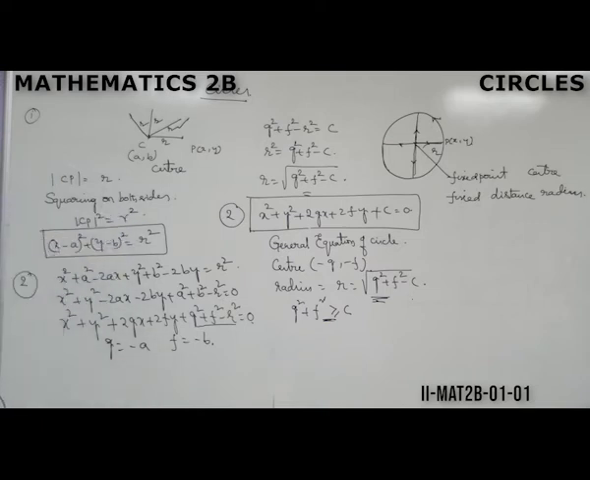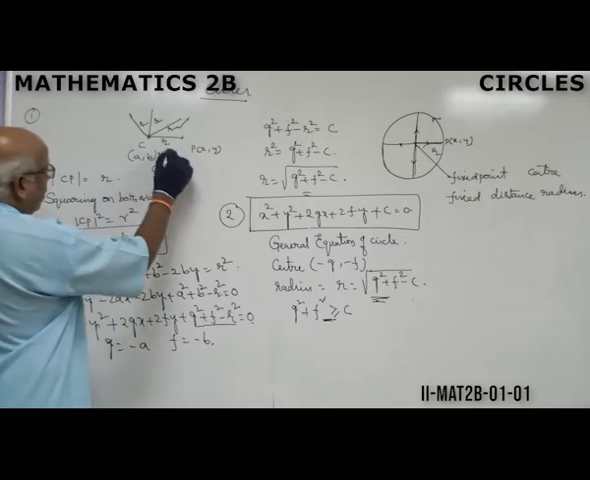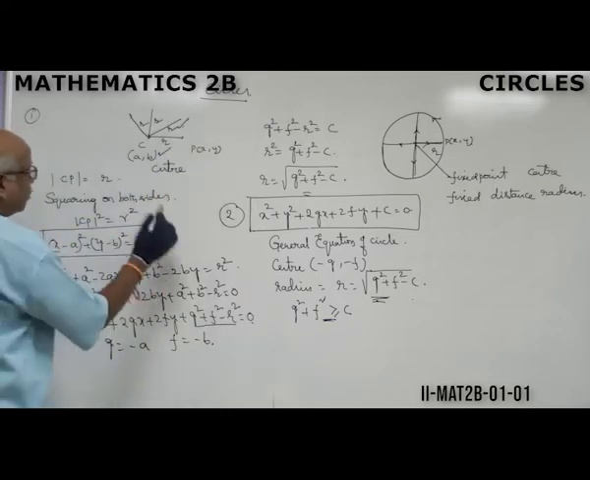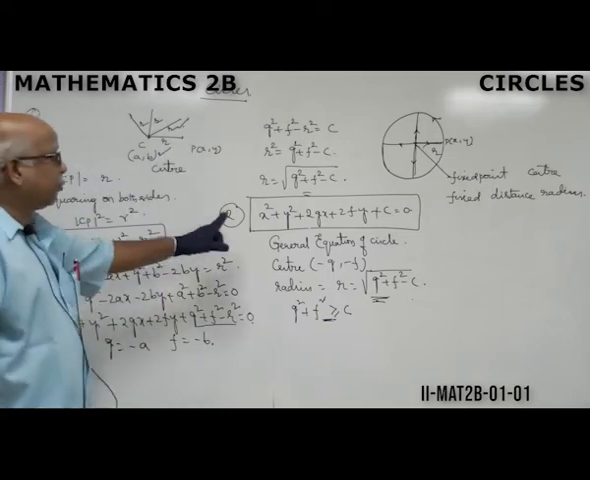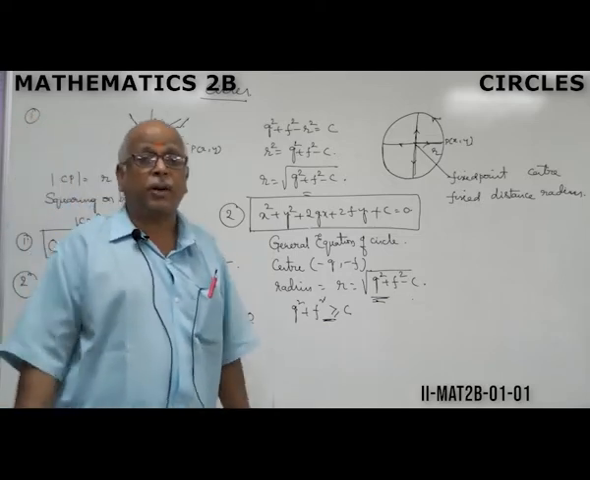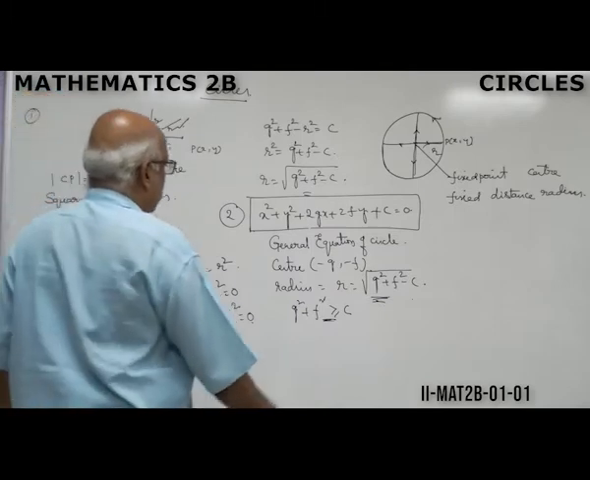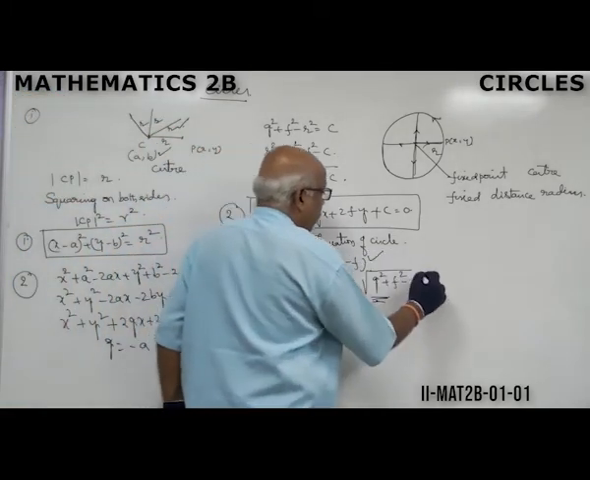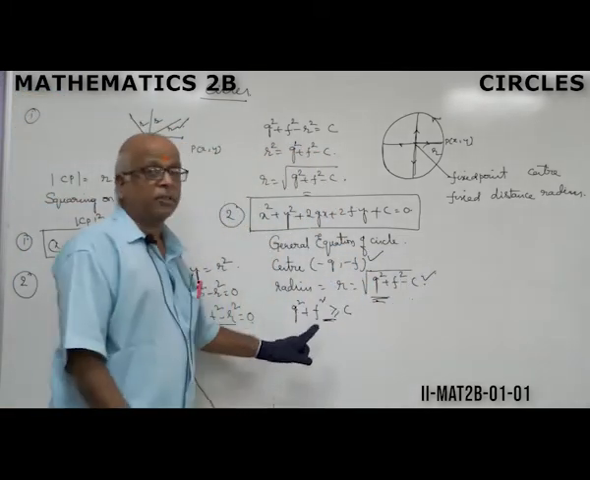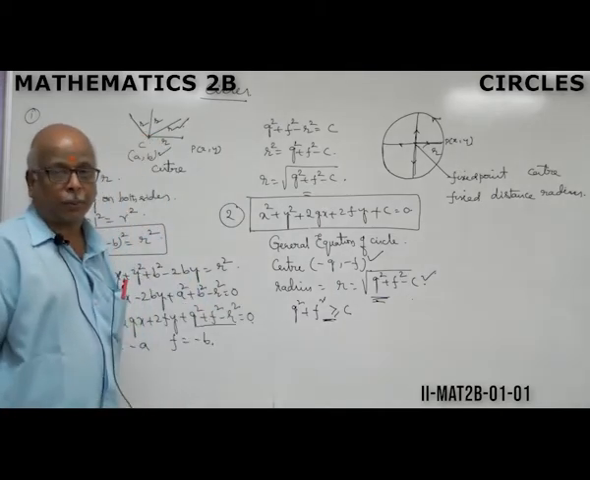This is the second important and major formula of the circle. The first one is when center and radius are given: center coordinates (a, b), radius r. This is the formula. The second formula is the general equation of the circle. When the equation is given, to find the center coordinates and radius, this is the formula which we are supposed to apply.